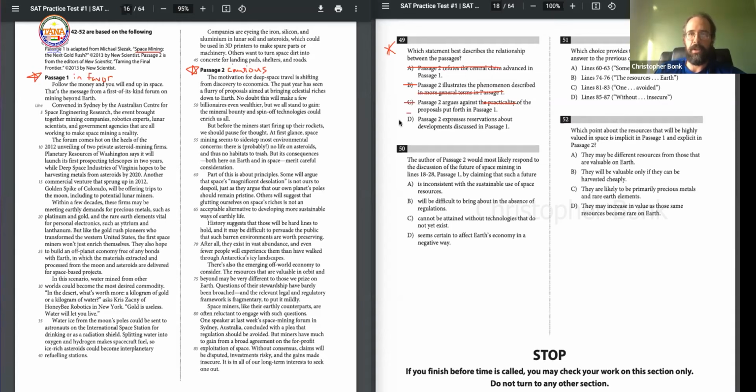But D, passage two expresses reservations about developments discussed in passage one. That is exactly it. They don't go all the way and say it shouldn't be done. They, in fact, at the end clarify that yes, it probably should go ahead, but just let's be cautious. Let's have a plan first before we go in.